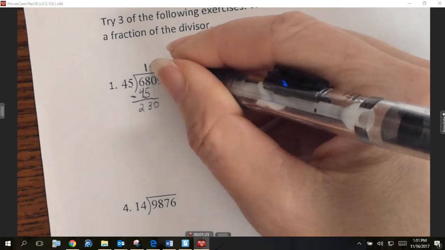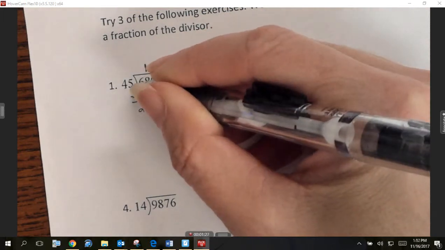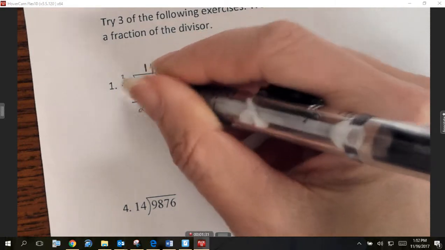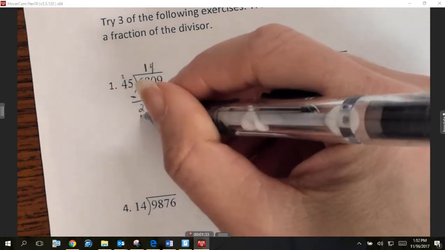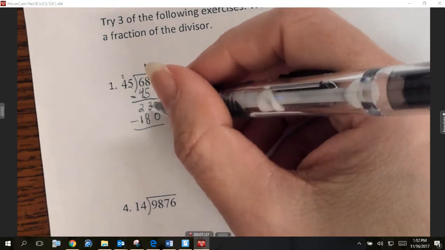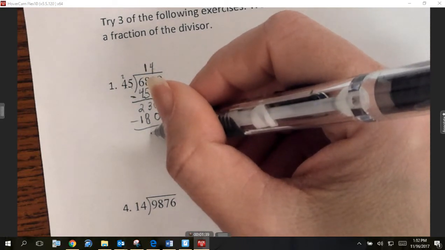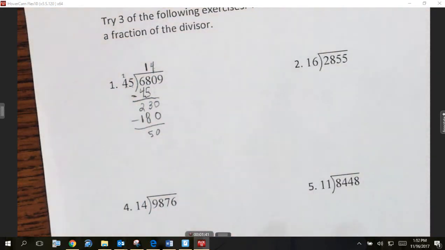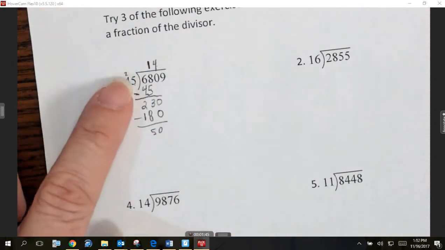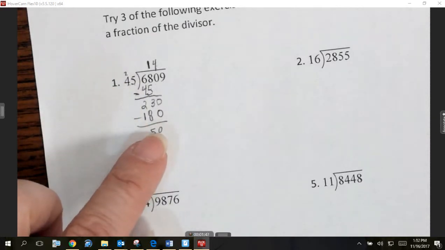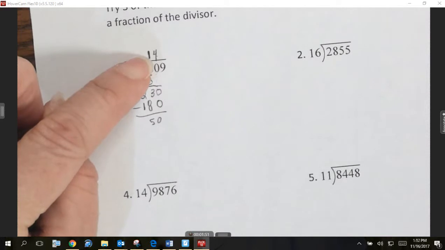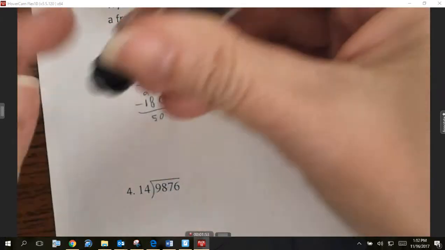So if I try 4, and I say 4 times 5 is 20, so I'm going to bring down that 0. I'm going to carry the 2. 4 times 4 is 16 plus 2 is 18. And then I subtract these slowly. I have 50 left over. If I have a bigger number left over than the number that I'm dividing by, I should have had a bigger number on top. So it's actually not 4. It's 5.